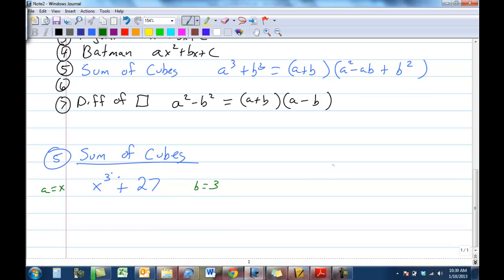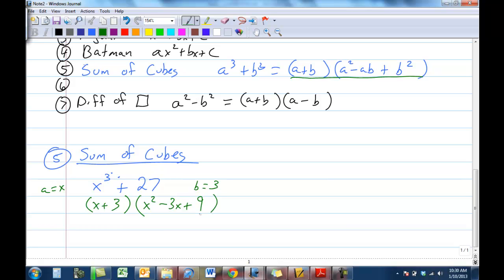So I like to identify what a is going to be and what b is going to be. Then we're just going to plug it in to this formula here. So this is going to factor to x plus 3. A plus b is x plus 3 times the quantity of a squared. So x squared minus 3x, because that's a times b, so x times 3, or 3x, plus b squared is 9.